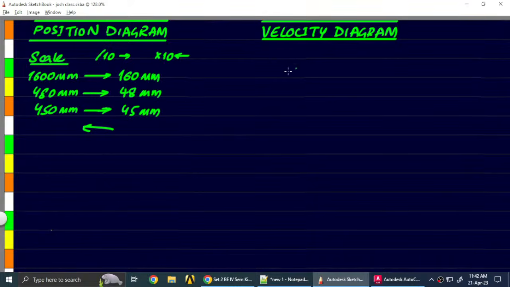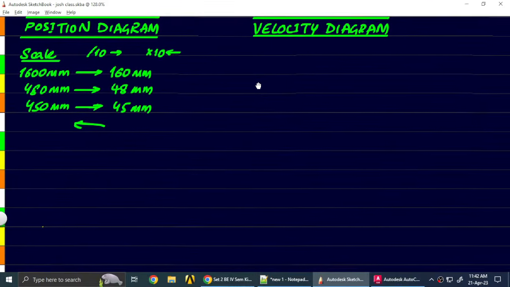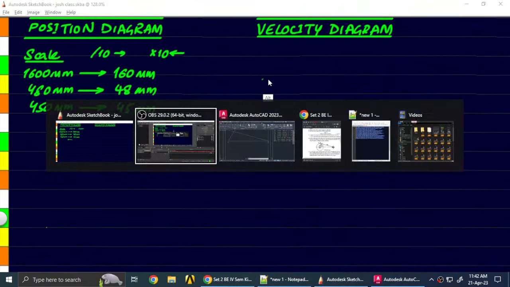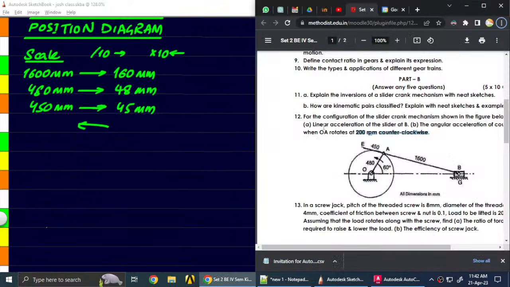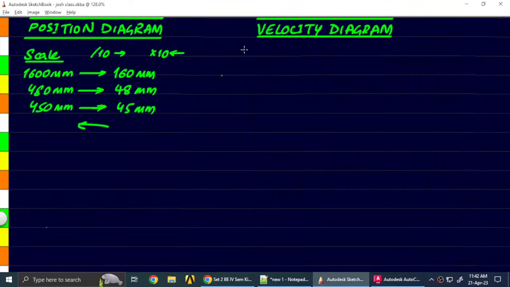For doing the velocity diagram, the first thing we have to do is find at least one of the velocities. If you come back here to the question, we have been told that the crank OE is rotating at 200 rpm in the counterclockwise direction. That information we need to use in order to find the velocity of A.